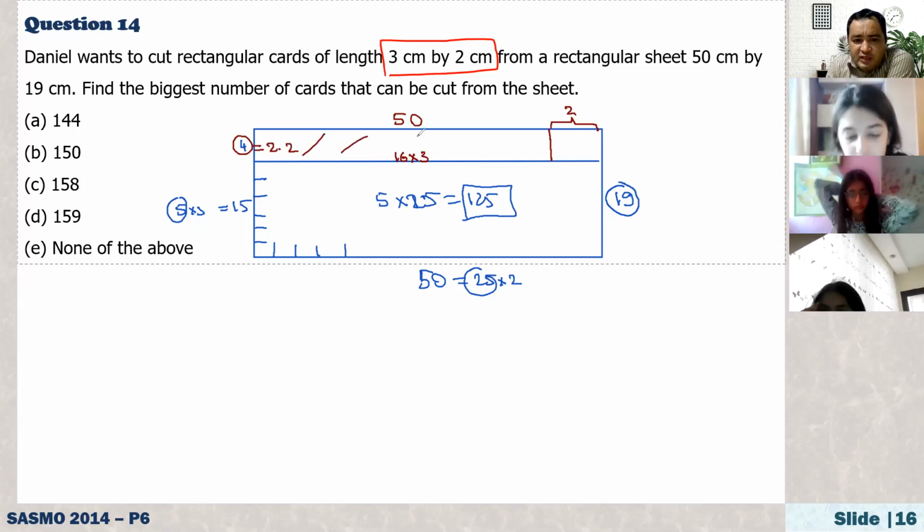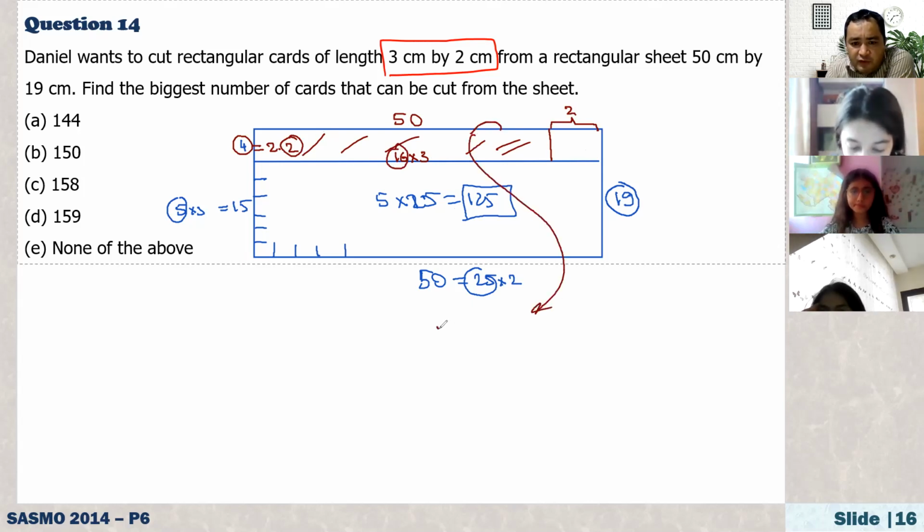So from this shaded region, how many cards can we cut out? 2 times 16, right? From here, let me just write, I can cut 16 times 2, I can cut 32. So now here I have 125 and 32, altogether 157.